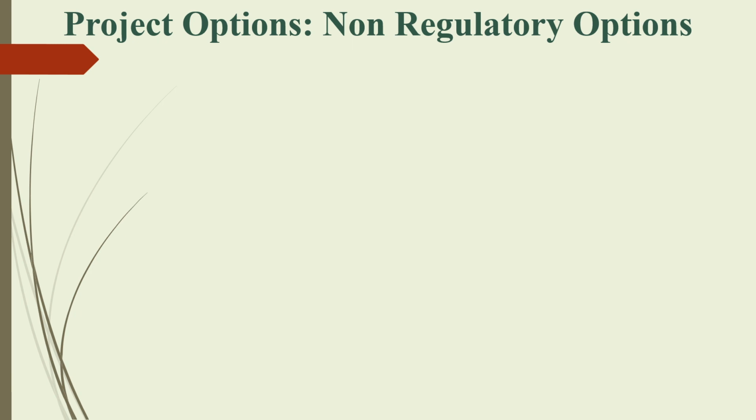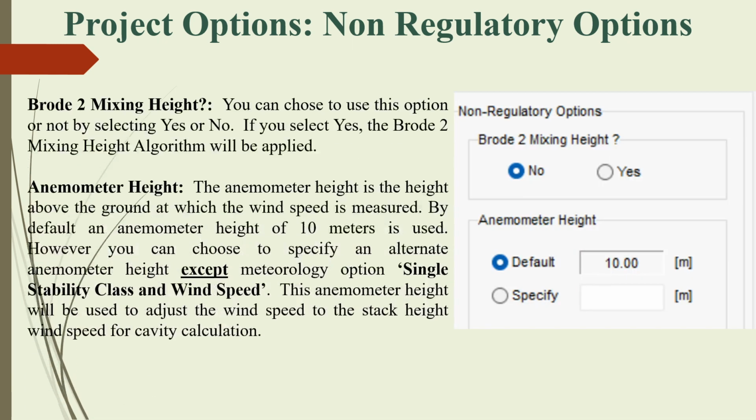Now we discuss the non-regulatory options. There are two non-regulatory options. One is brought to mixing height. So you can choose to use this option or not by selecting yes or no.